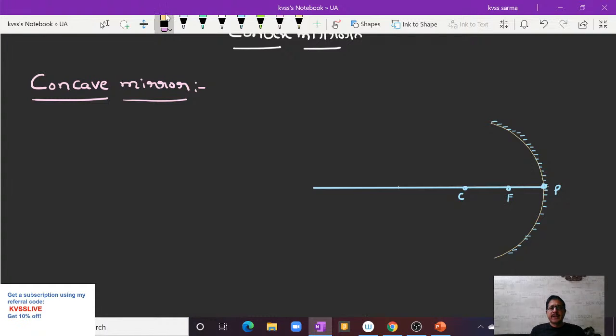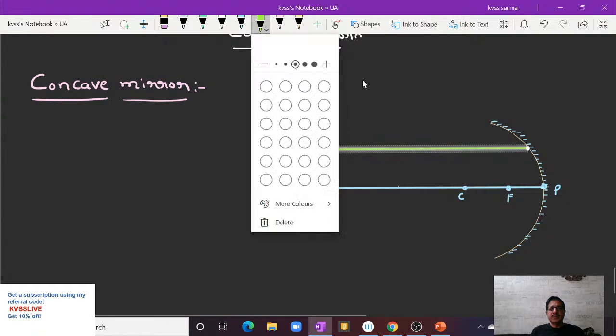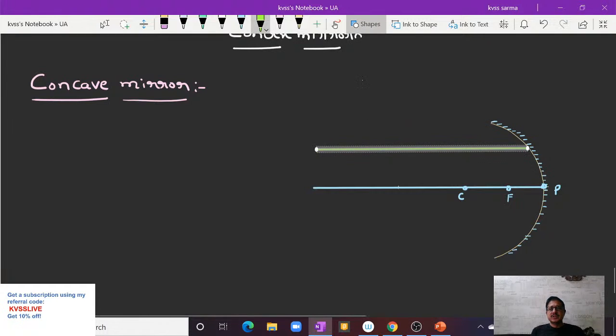So now the rules for drawing the ray diagram. Before reflection, if the light ray is parallel to the principal axis, after reflection, it passes through the focus. So this is before reflection. After reflection, this light ray passes through the focus. Okay. So this is rule number 1. The light ray which is parallel to principal axis, after reflection, that light ray passes through the focus.